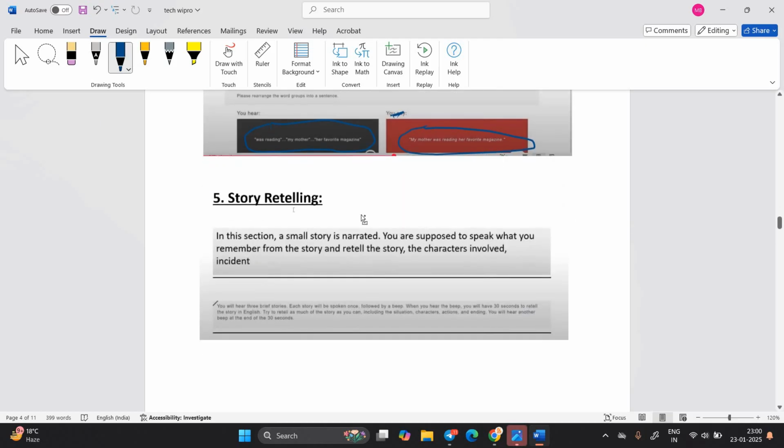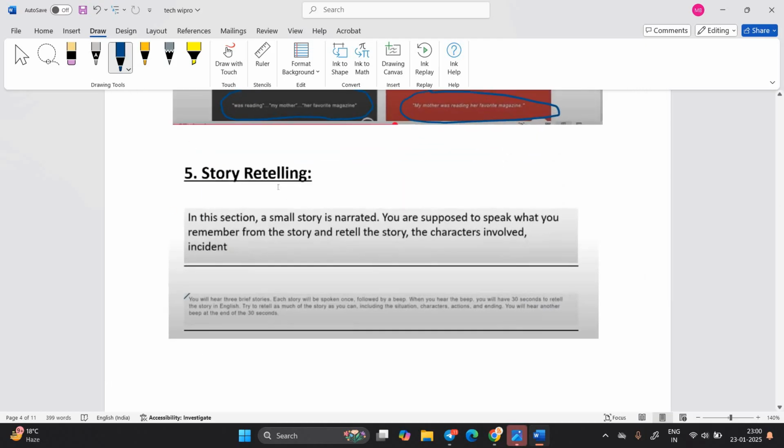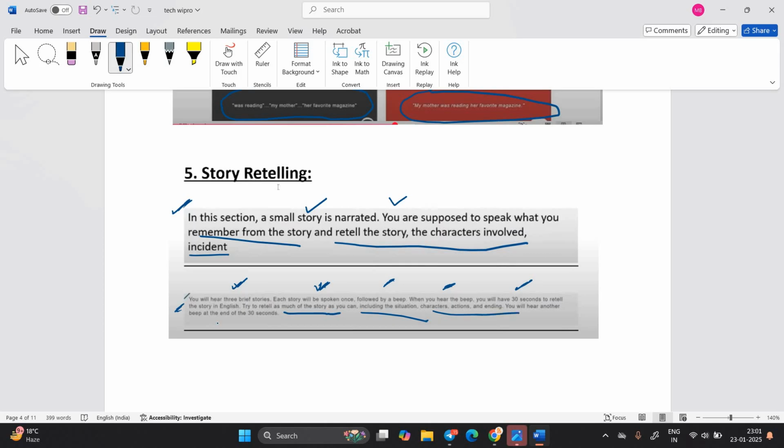Okay. Fifth section is related to storytelling. In this section, a small story is narrated. You are supposed to speak what you remember from the story and retell the story, the characters involved, the incident. You will hear three brief stories. Each story will be spoken once, followed by a beep. When you hear the beep, you will have 30 seconds to retell the story in English. Try to retell as much of the story as you can, including the situation, character, action and ending. You will hear another beep at the end of 30 seconds.